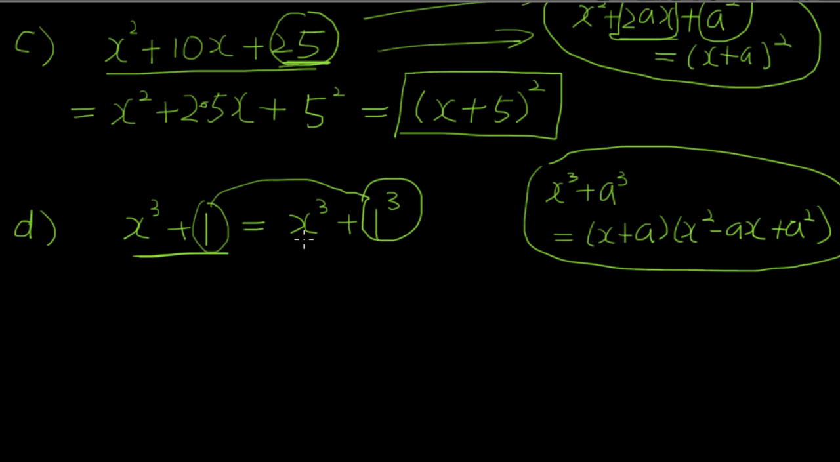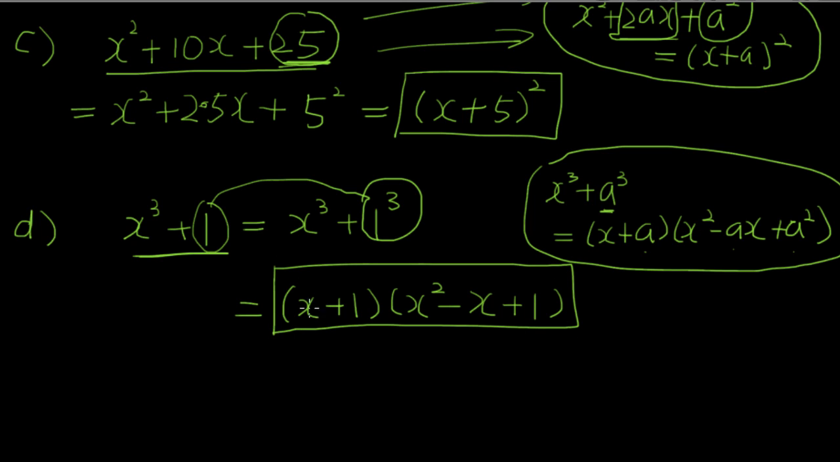Same deal. So we have x cubed plus 1 to the cube, like this. Well, now that we know our a is 1, all we need to do is just replace a by 1. So our answer should be (x plus 1)(x squared minus 1 times x, which is just x, plus 1 squared, which is just 1). Right? Okay. So that's going to be our answer for this type of question.